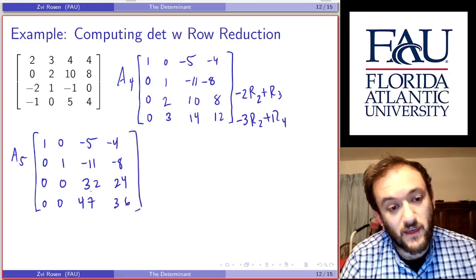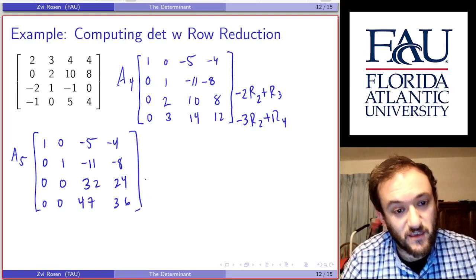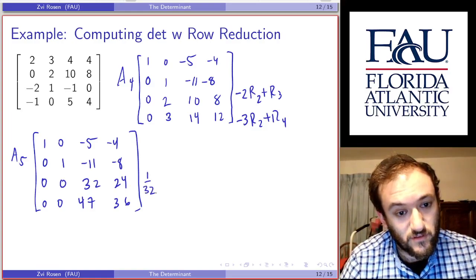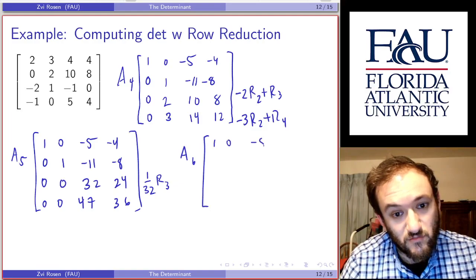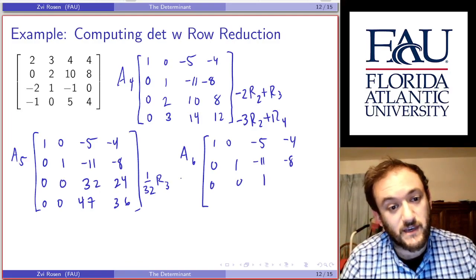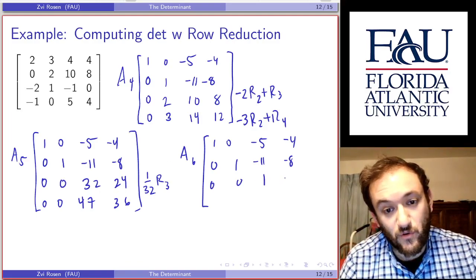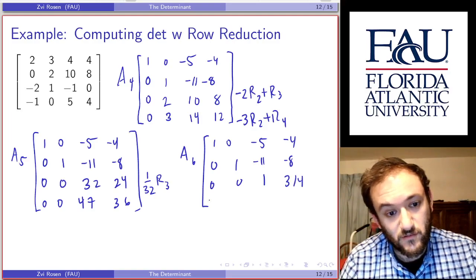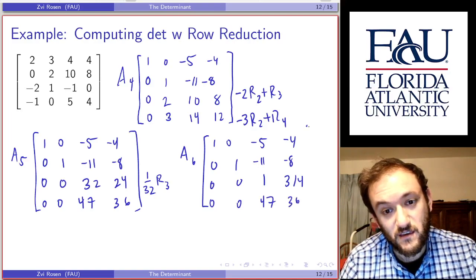Okay, and now we just multiply row 3 by 1 over 32, which gives us A6, which will be 1, 0, -5, -4, 0, 1, -11, -8, 0, 0, 1, and 24 over 32 is 3/4. And 0, 0, 47, 36.